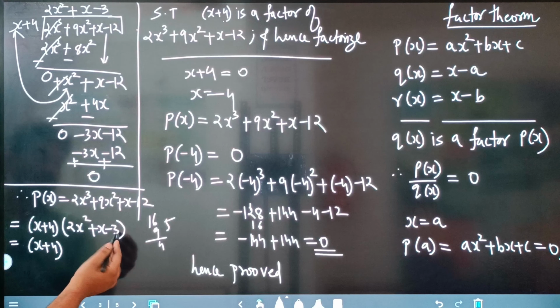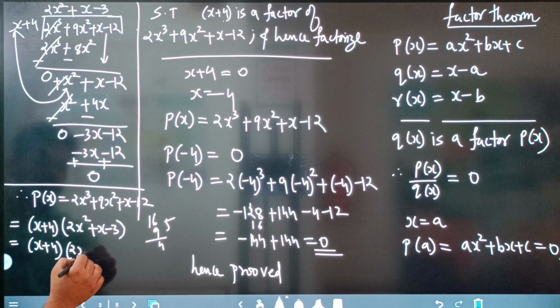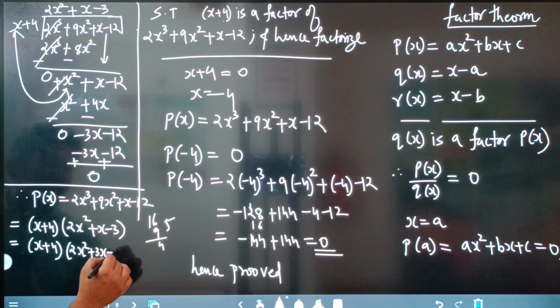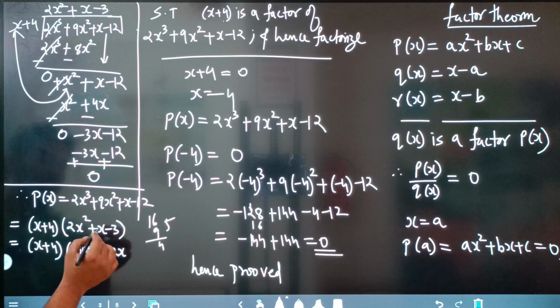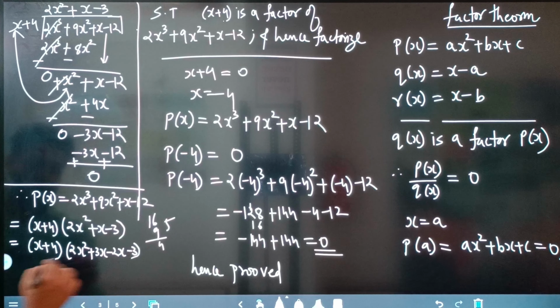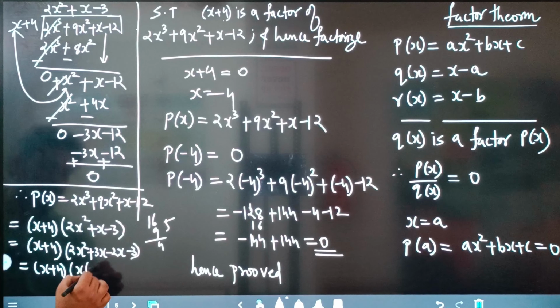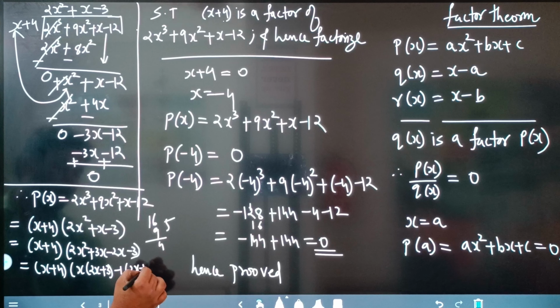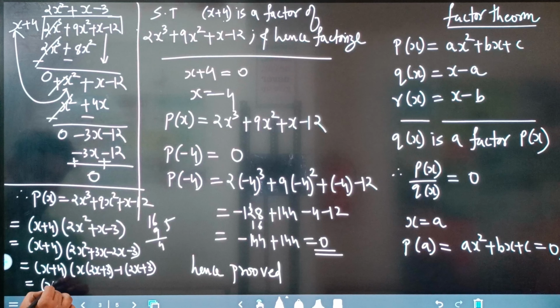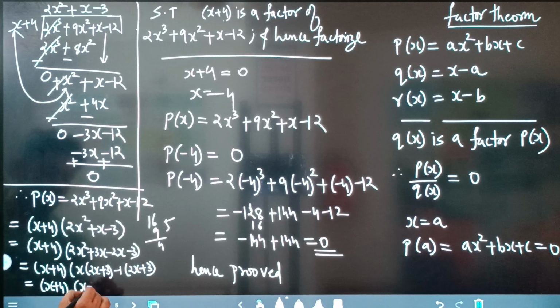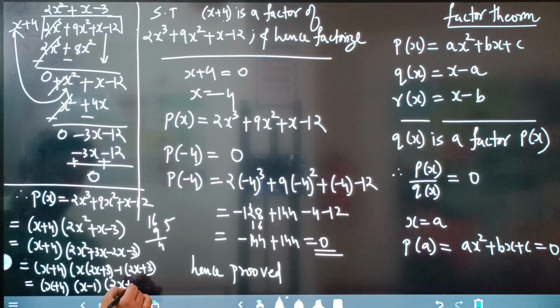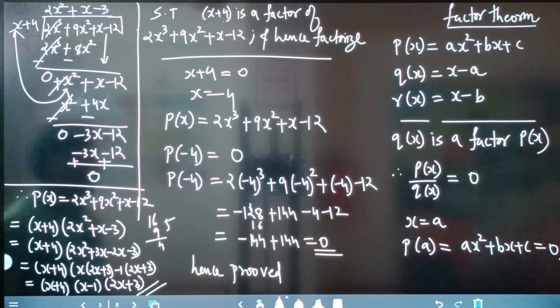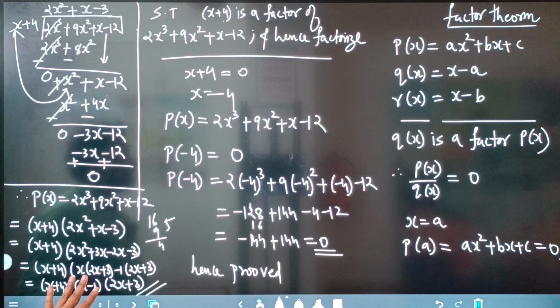2 times 3 is 6, factors of 6 which give plus 1. So it will be 3 into 2, plus 3x minus 2x. So plus 3 and minus 2 will give you plus 1. x common, 2x plus 3, minus 1 common, 2x plus 3. So x plus 4 is one factor, x minus 1 is another factor, 2x plus 3 is another factor. So finally we have factorized.